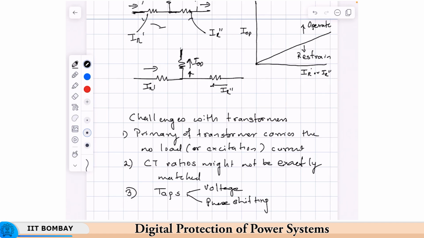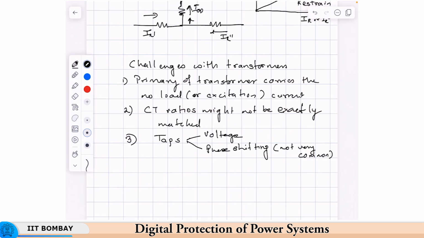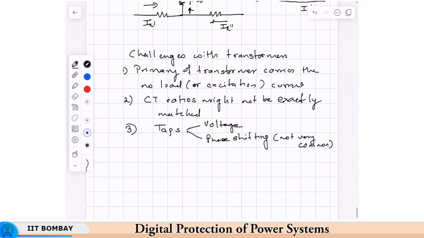These are not very common. There are very specialized transformers for this, and nowadays this can be achieved with power electronic devices also. Not very common, though they are certainly used. But voltage taps online, whether on load or off load, are certainly in wide usage. Most power transformers will have taps.